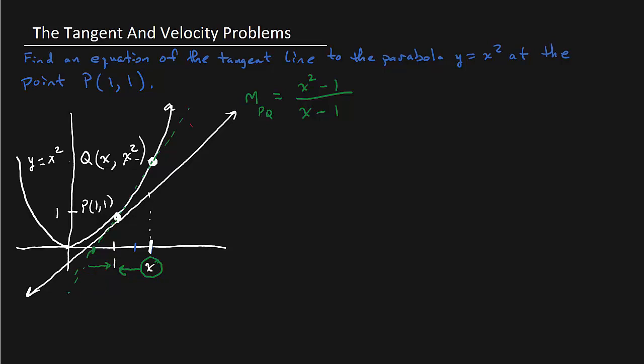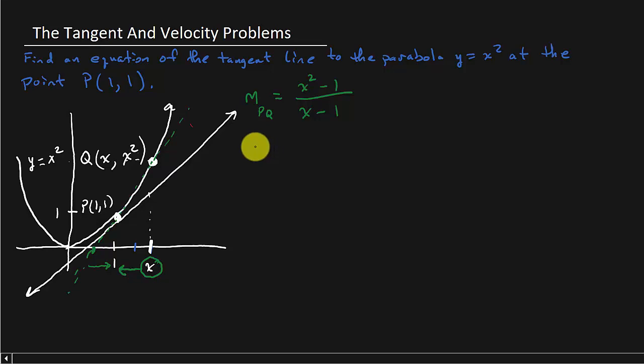so what I'm going to do here is start a table. I'm going to have x, and I'm going to start over here on the right-hand side and pick numbers to the right of 1 and move closer and closer to 1. So I'm going to choose 2, 1.5, 1.1, 1.01, and 1.001.